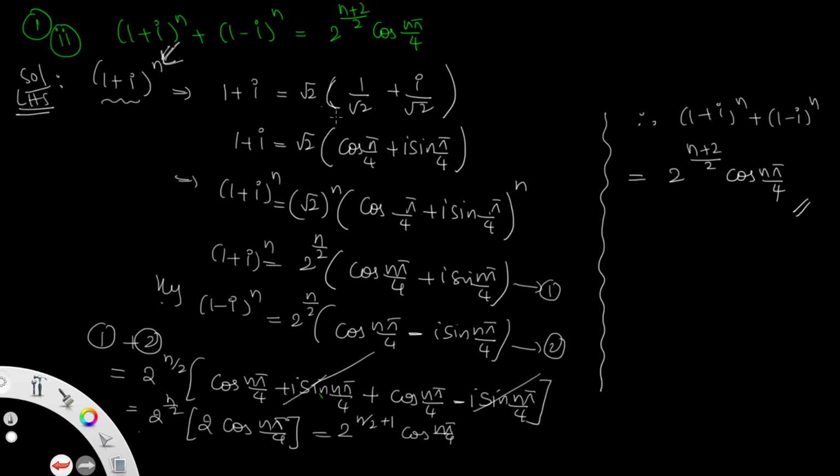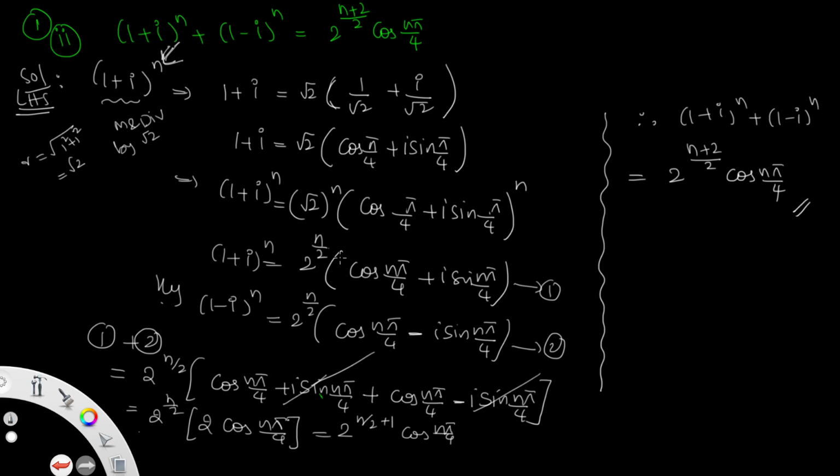1 plus i is nothing but root 2, multiplied and divided by root 2. Why? Because in its modulus amplitude form, root of x square plus y square is root 2. So multiply and divide by root 2 to get the modulus amplitude form: root 2 times (1 by root 2 plus i by root 2), that is cos pi by 4 plus i sin pi by 4, raised to the power n. Root 2 to the power of n into (cos pi by 4 plus i sin pi by 4) whole power n.